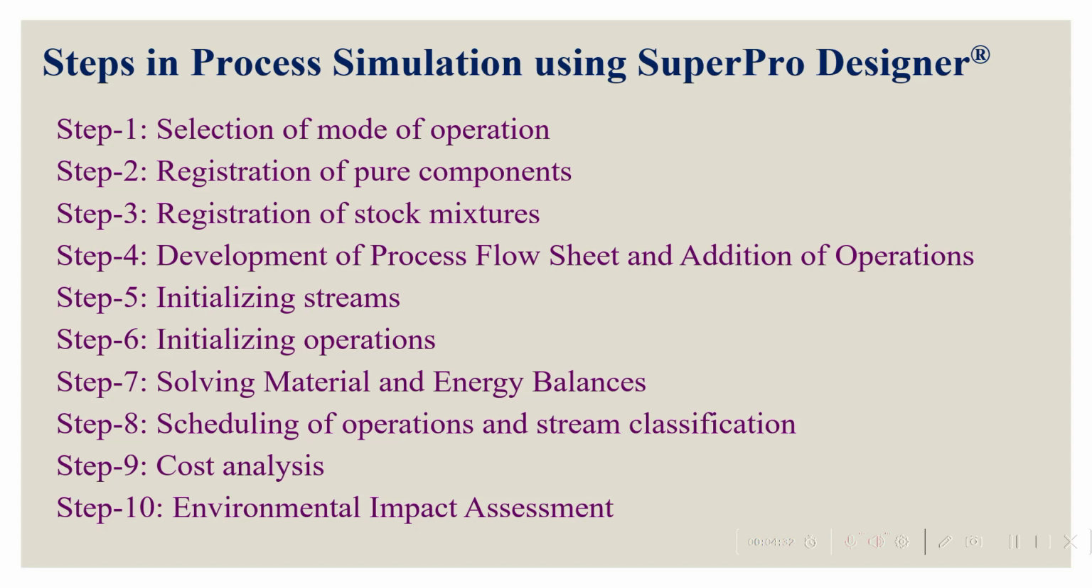Then, very important, we need to classify the streams, because when you want to calculate the revenue of the process, or the environmental impact of the outputs of this particular process, we definitely need to classify the streams. That means which stream is a raw material that you feed into the process, which is the product stream that fetches you the revenue, and which is the waste stream that impacts the environment and needs to be treated before being released into the environment. To perform such actions, we need to do the stream classification.